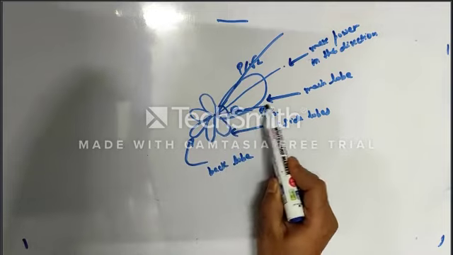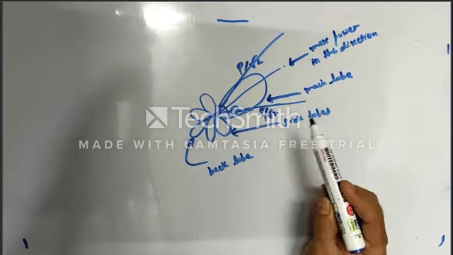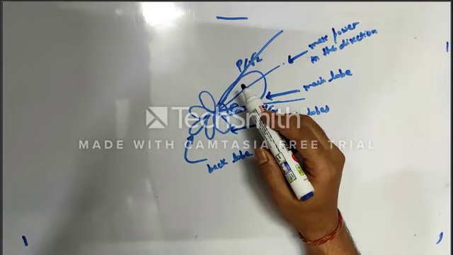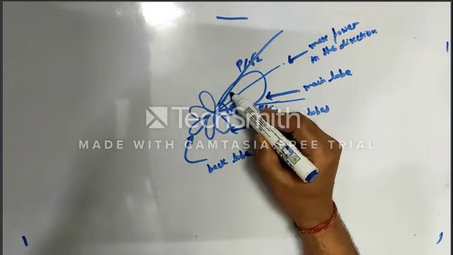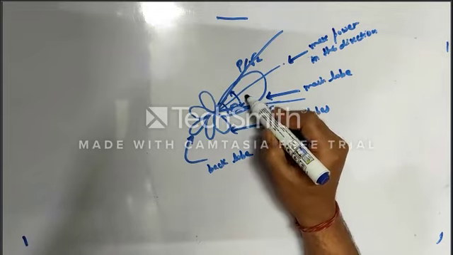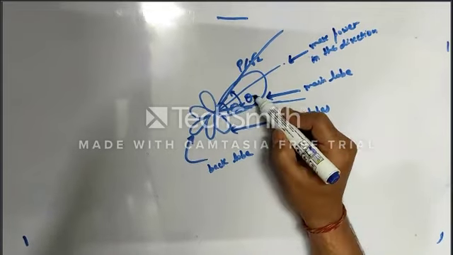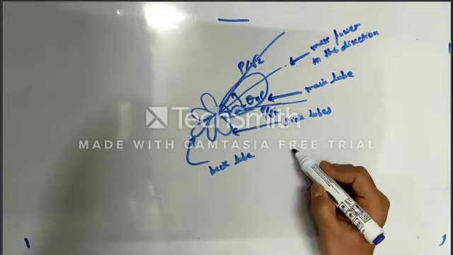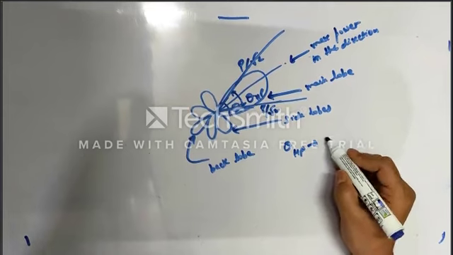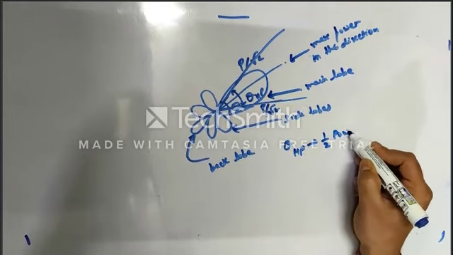If you just join these two points, this angle which is formed from the origin, let us say this angle to be theta. Actually this is called theta HPBW, that is the half power beamwidth.